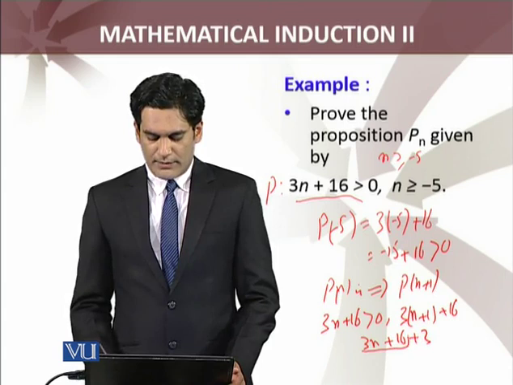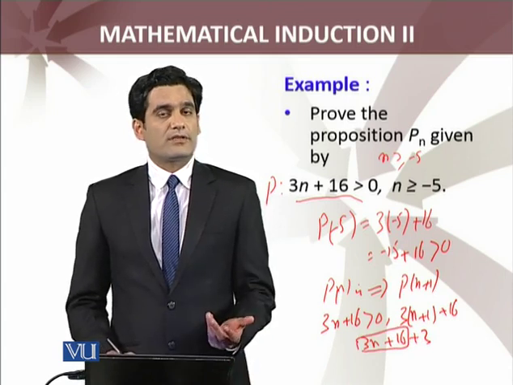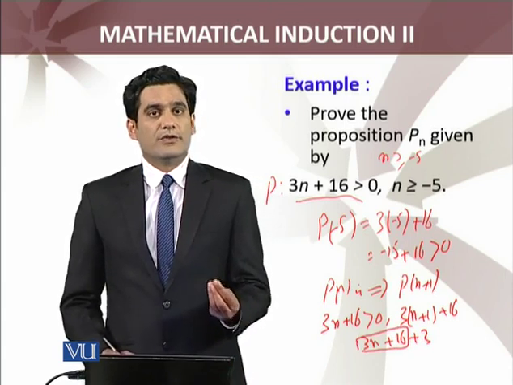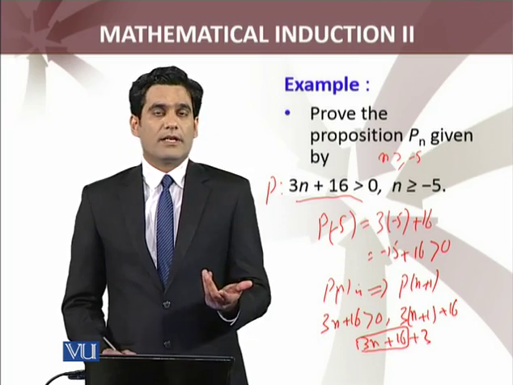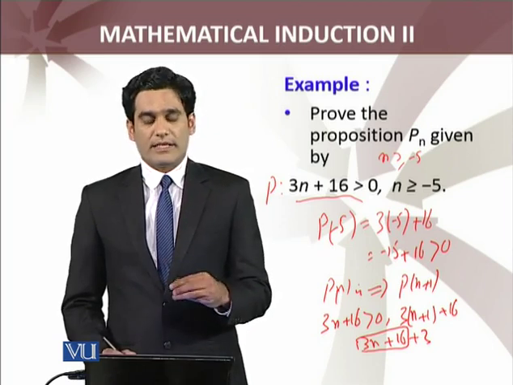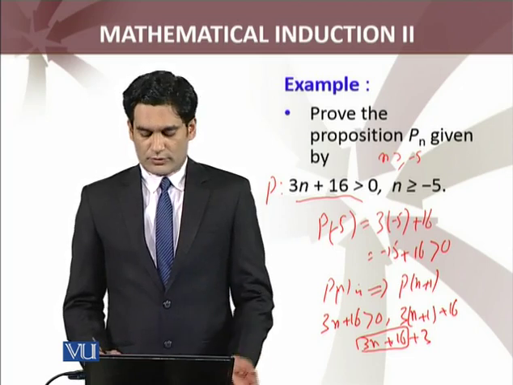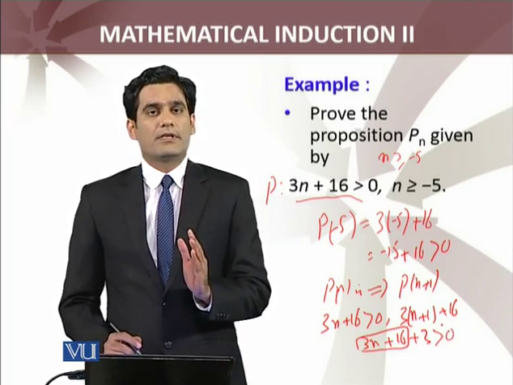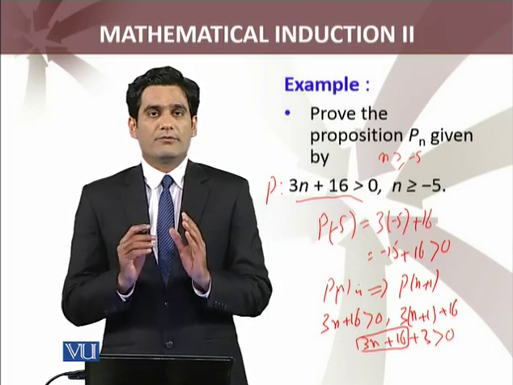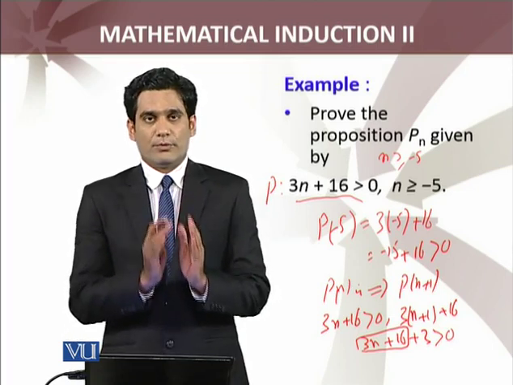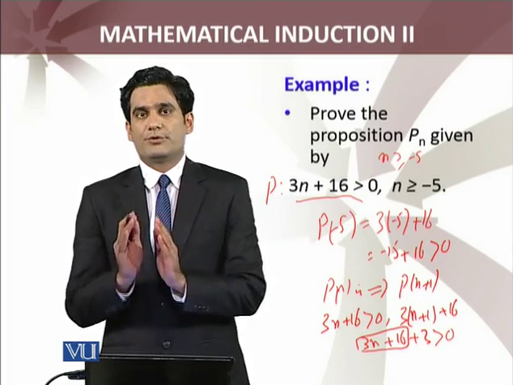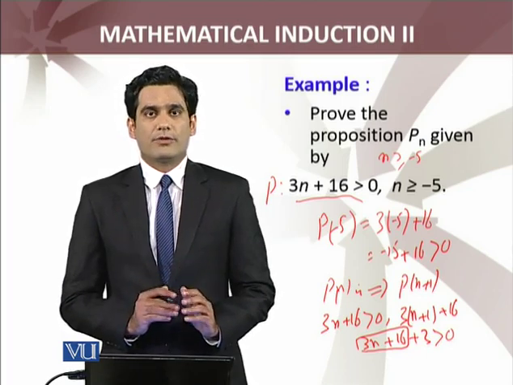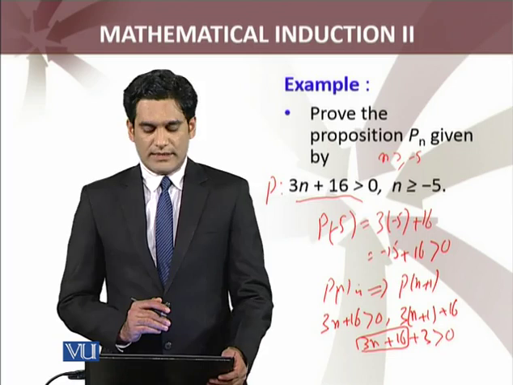This is, by hypothesis, 3n plus 16, which is greater than 0, because we have supposed Pn true, this is the hypothesis, and plus 3, so that will be greater than 0. So the inductive step is also completed, that we suppose Pn is true, and we have shown that Pn plus 1 is also true. Now let's see the next example.